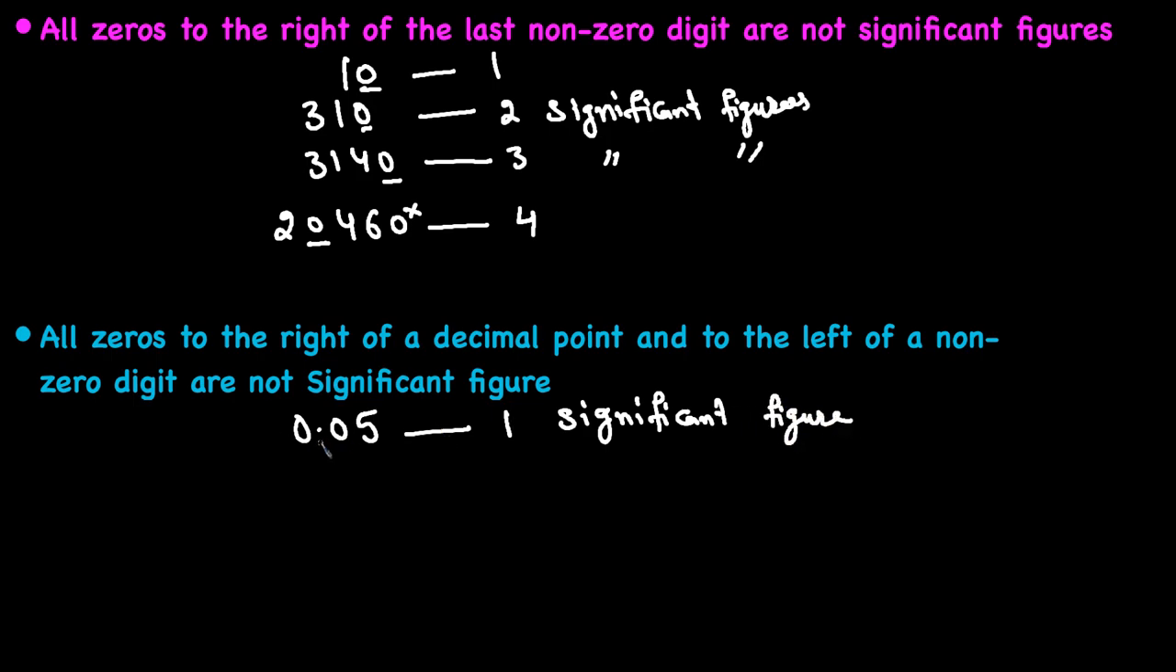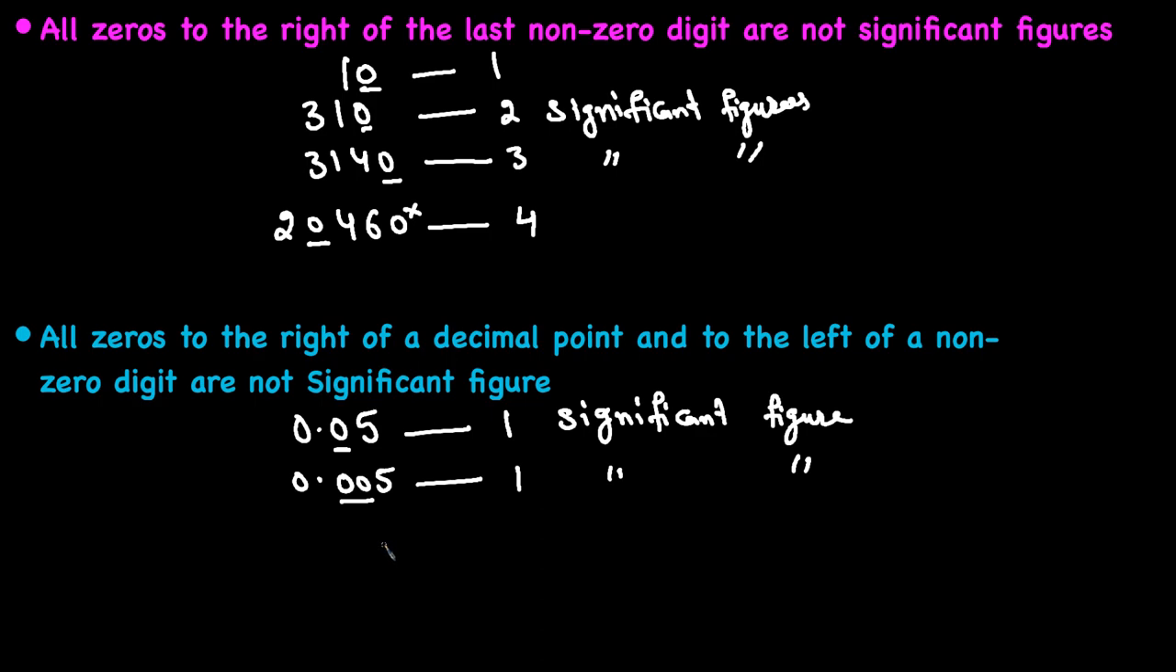One more time, right of a decimal but left of a non-zero digit is not a significant figure. Let's write another one, 0.005. Again, these are right of a decimal and left of a non-zero digit, so these two zeros are not significant figures. So here we have only one significant figure.